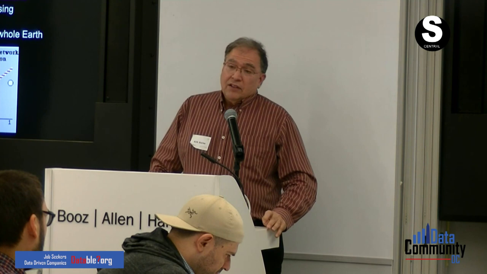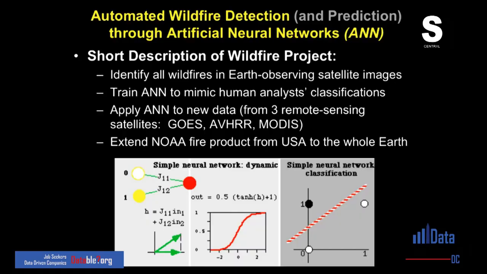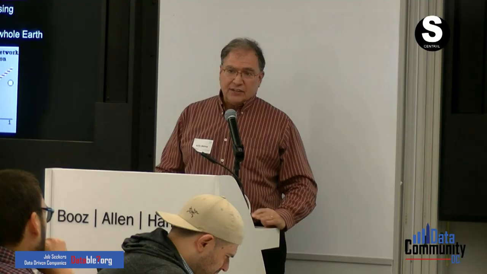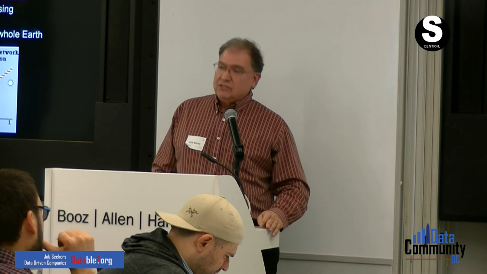And one of the things we got an opportunity to work with is some satellite data that the National Weather Service was using. These are satellites that are launched and operated by NASA, but the end user of the data is NOAA, the National Oceanographic and Atmospheric Administration, i.e. the National Weather Service. And they're trying to identify wildfires in images.